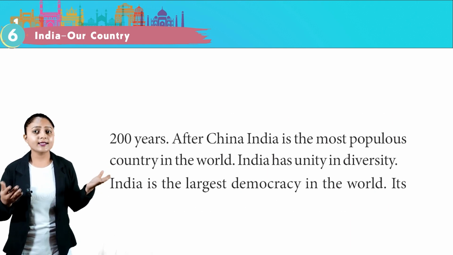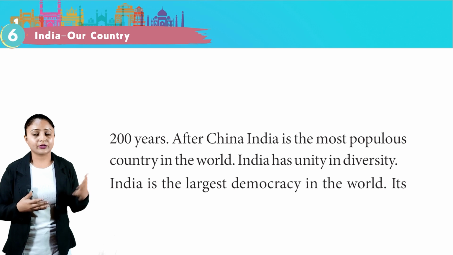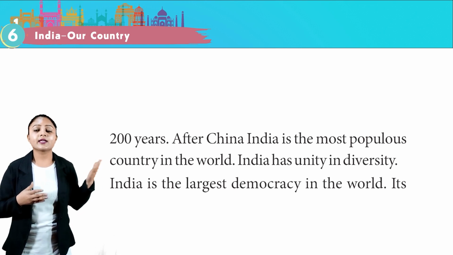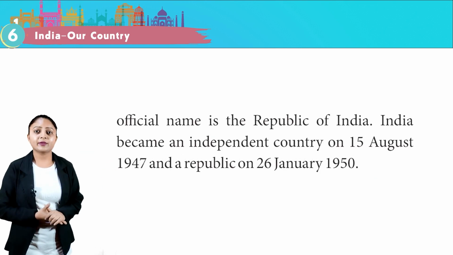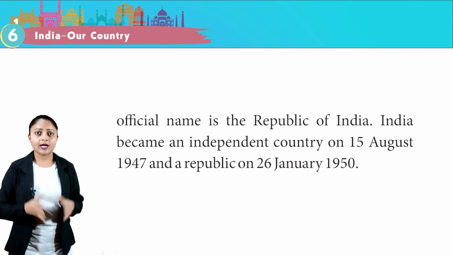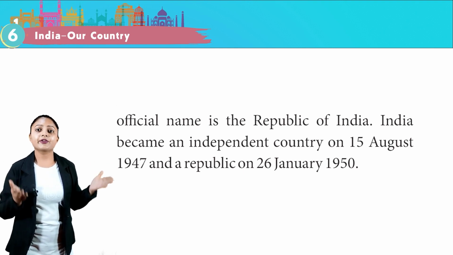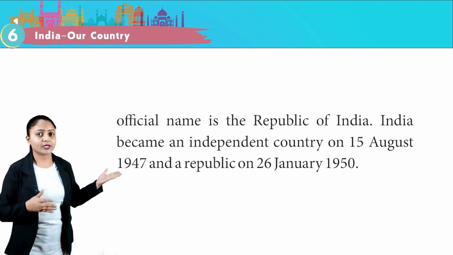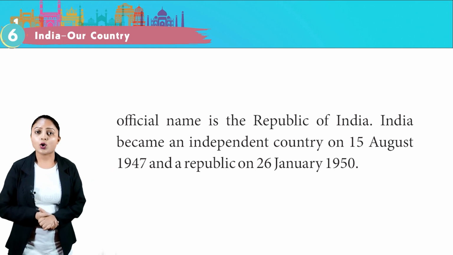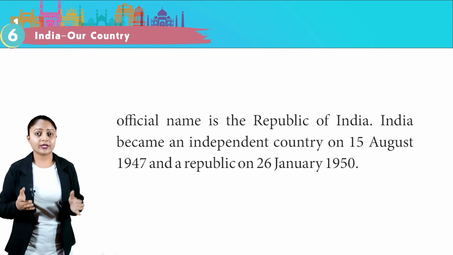After China, India is the most populous country in the world. India is the largest democracy in the world. Its official name is the Republic of India. India became an independent country on 15th of August 1947 and a republic on 26 January 1950.